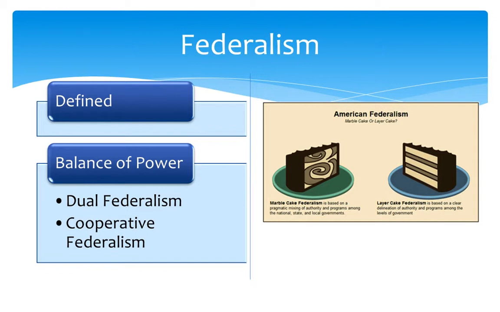Both governments act directly on the people, and both are supreme in their sphere of authority. Okay, what does that mean? A system of government where power is constitutionally divided between a central government and a series of lesser governments. Both governments act directly on the people, and both are supreme in their sphere of authority.